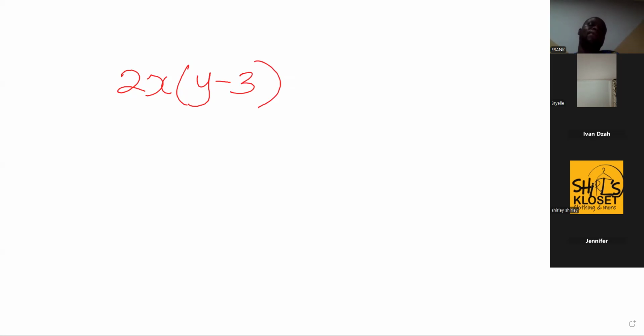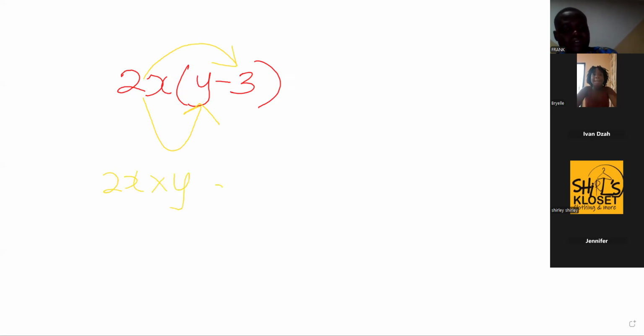2x into bracket y minus 3. It is one thing. We are going to multiply. I told you we take the first one, 2x, multiply the first one in the bracket, and then the second one. So what it means is that the 2x is going to multiply each of the 2 terms within the bracket. So it's going to be 2x times y. Then you have minus 2x times 3.